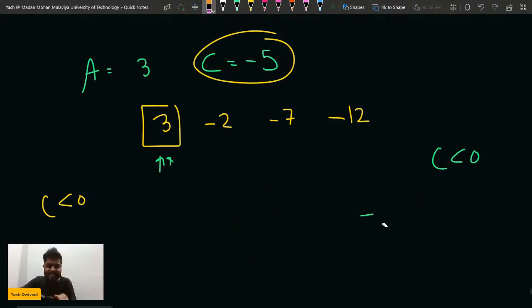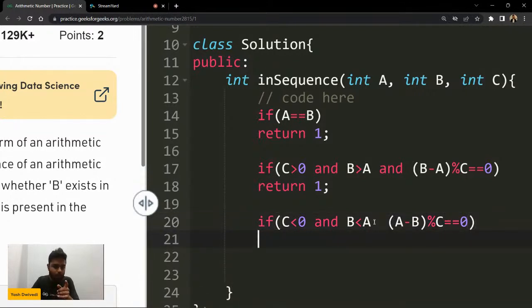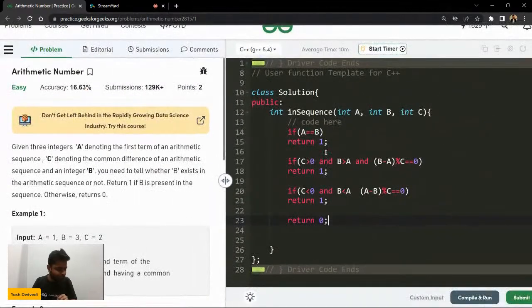So now in this case, if I check, again the difference of the elements should be divisible. Since a is bigger, a minus b modulo c, that is the difference between the two elements, should be a multiple of the common difference, similar to what we discussed in the positive part. Is that clear to everyone? Then I will simply return 1. Otherwise, in the end, I will return 0. Is that clear to everyone, guys? Please tell me.